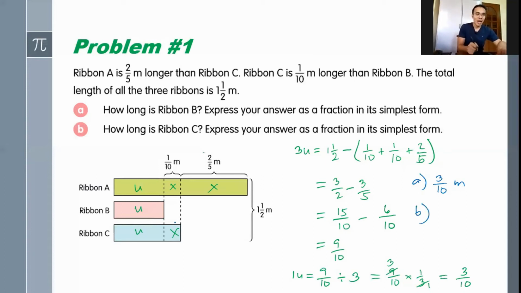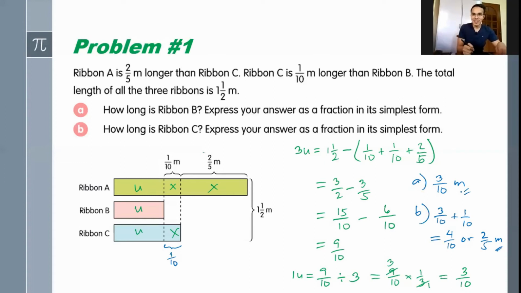Letter B, how long is ribbon C? Ribbon C is 1 unit plus this one. How long is this? 1/10. And what is 1 unit? 1 unit is 3/10. And then you have your plus. This portion, that's 1/10. And this is equal to 4/10, or this simplifies to 2/5 meter. Final answer.